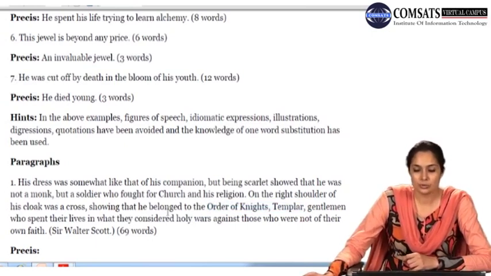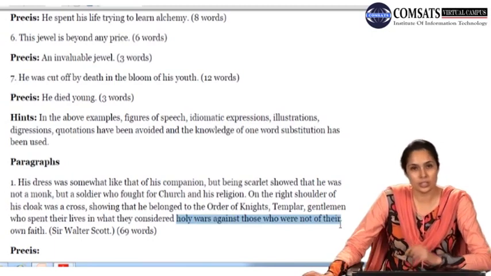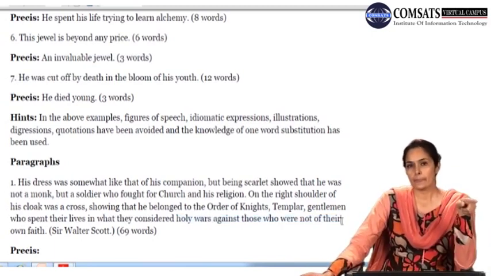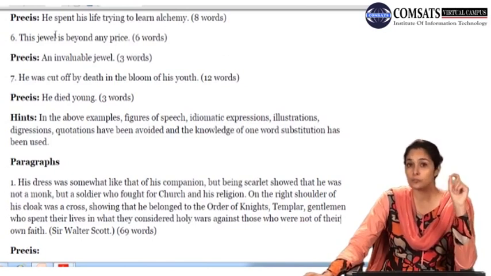And showing that he belonged to the order of Knight Templar, gentlemen who spent their lives in what they considered holy wars against those who were not of their own faith. ये holy wars that are fought with those who are not of your own faith, इसके लिए भी एक one word substitution है. If you have any word in mind, try to see कि वो इसके साथ fit आता है या नहीं. Holy wars against those who were not of their own faith.